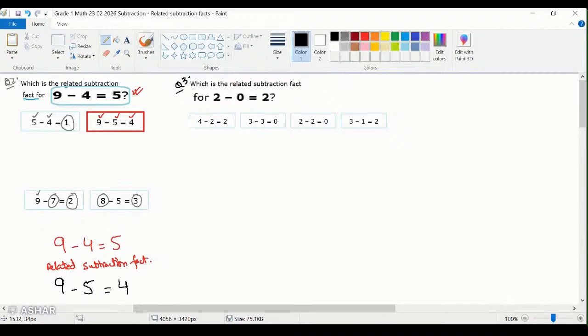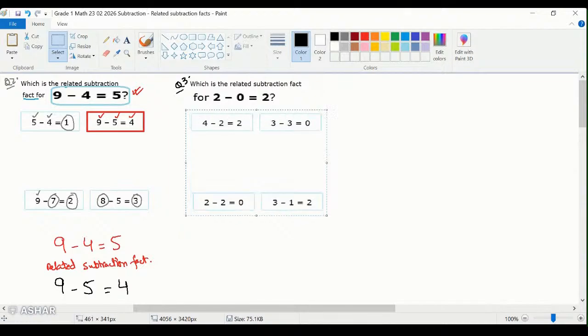It says 2 minus 0. 2 minus 0 means if you have 2 pencils or 2 candies, you subtract a 0. That means you did not eat anything, right? You did not eat any of these candies, right? So what we need to do is look for the same numbers. We have the numbers 2, 0, and 2.